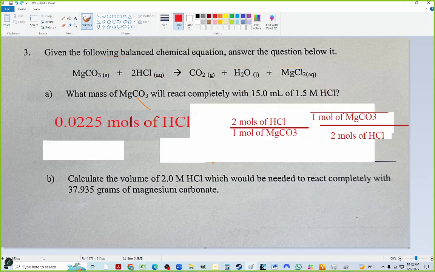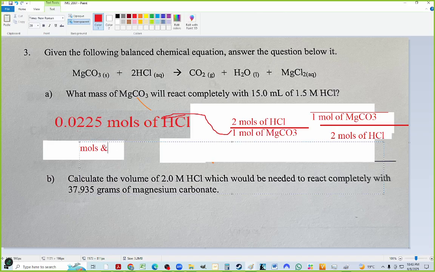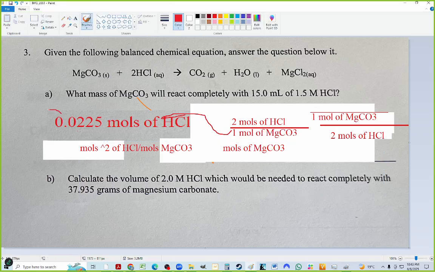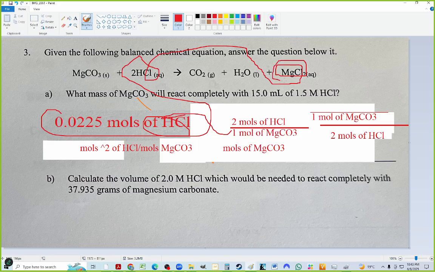So if I were to multiply it by this fraction, I would end up with the units moles squared of HCl over moles MgCO3. I don't want to end up with that. I just want to end up with the words moles of MgCO3. Okay, let me think about this one for a second. It would be easy if I told you there's 2 moles of HCl, right? Then you could just say, well, that means I make 1 mole of MgCO3, right? So if I told you we had 2 moles of HCl, how many moles of this would I make?